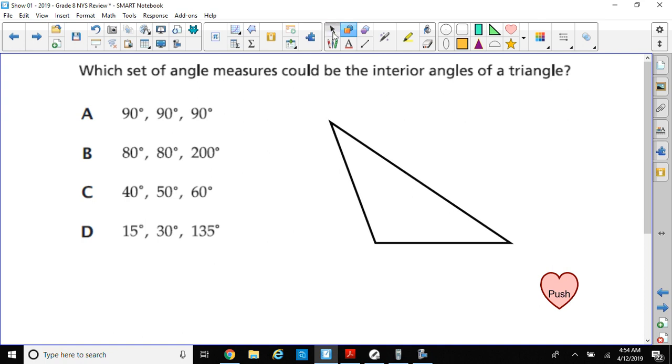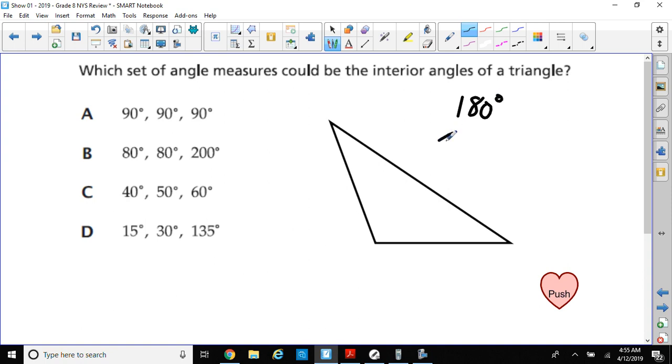Now, a triangle has three sides, which means it has three angles. So that's the first thing you have to know. Since it has three angles, hopefully your teacher mentioned to you the sum of the angles theorem about a triangle. All the angles in a triangle have to add up to the magic number. That magic number is 180 degrees.